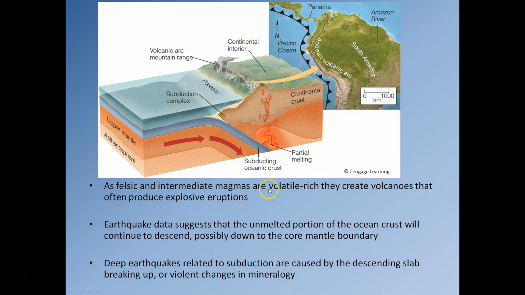So these very, very deep earthquakes that we detect can be related to this slab, this subducting piece of oceanic crust just simply breaking up, like flexing a ruler too much. Or it can be due to very, very violent changes in mineralogy caused by metamorphism. So as the minerals change, it causes the volume of this piece of crust to change, and that causes essentially very, very violent changes in the size of the crust, and so that can lead to earthquakes.